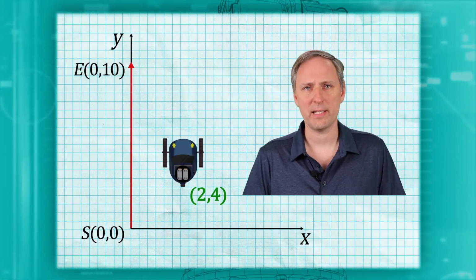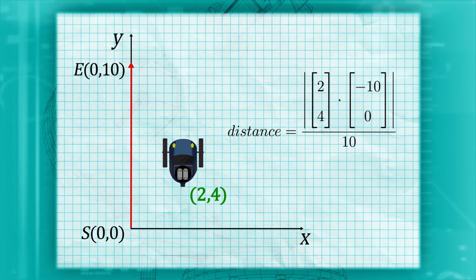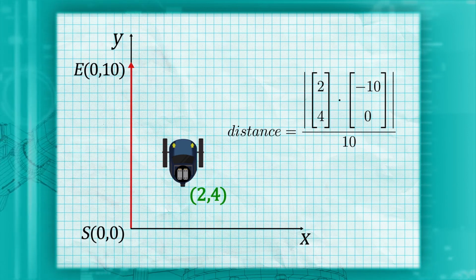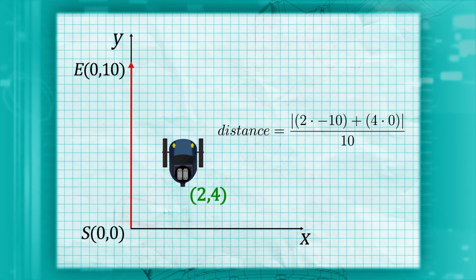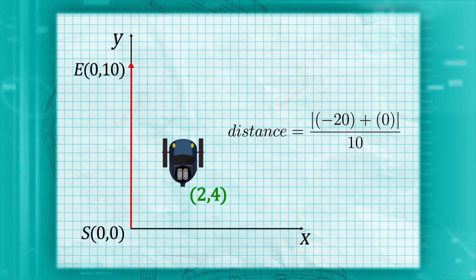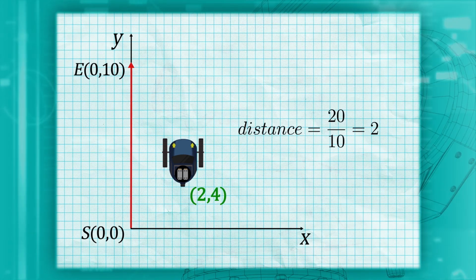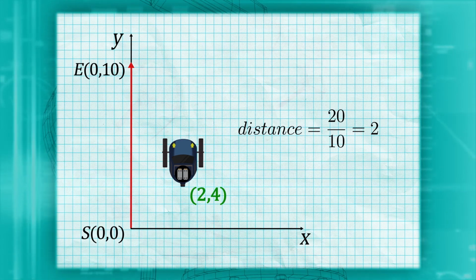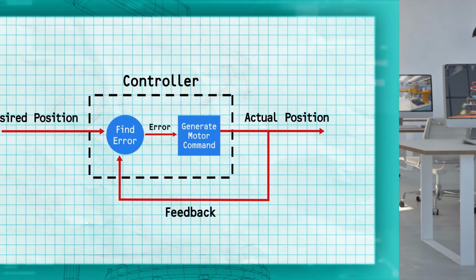Now we have everything we need to find the distance. Evaluating the numerator, we perform the dot product, multiplying 2 by negative 10 and adding the product of 4 and 0. We get the absolute value of negative 20 plus 0, which is 20. Divided by 10 gives us 2. So we have calculated that we are 2 meters from the line. And that's it. We now know which side of our trajectory we are on and at what distance.